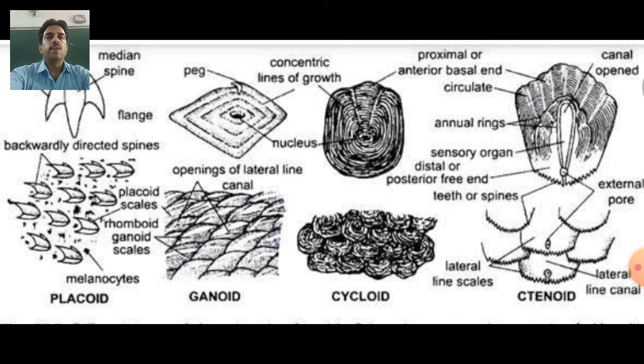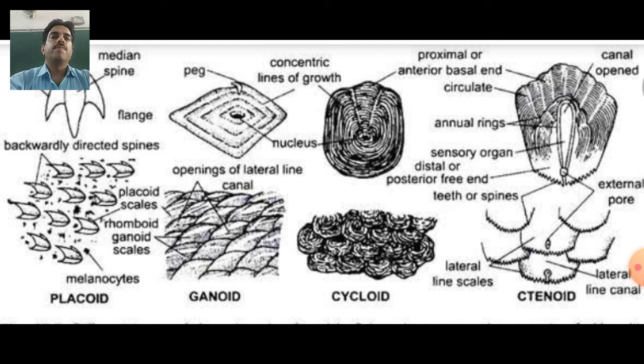The remaining four types of scales are present in living fishes. You can see on this screen, those four types are placoid scales, ganoid scales, cycloid scales and ctenoid scales. So first we will discuss the placoid scales. The number one, placoid scale, is shown on the screen.